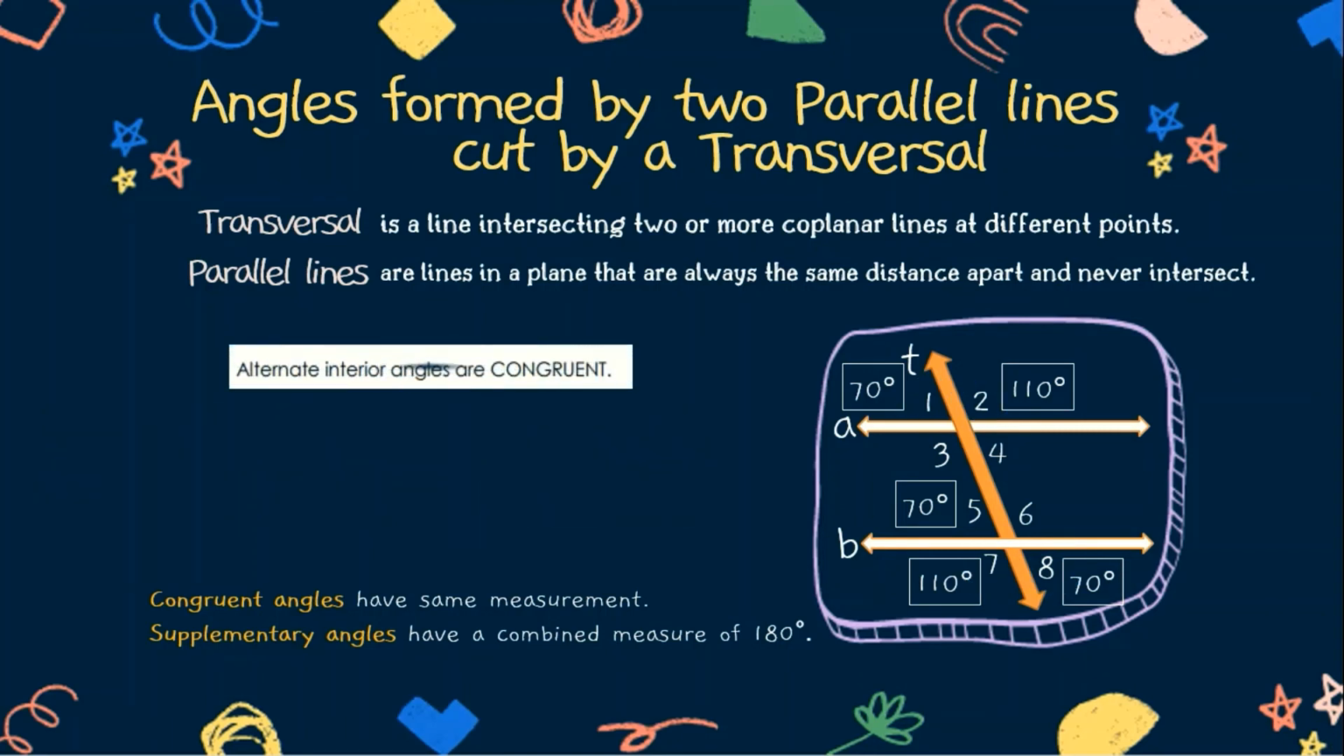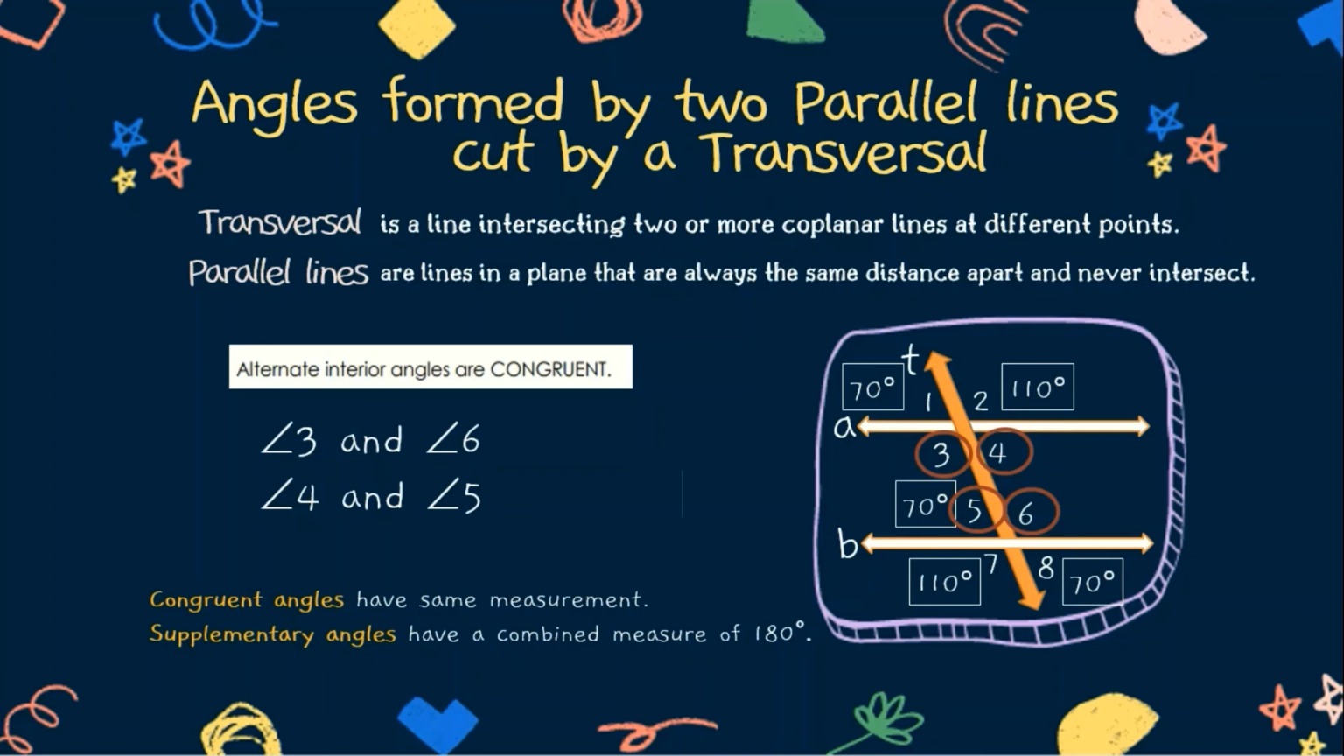Another statement, alternate interior angles are congruent. In this illustration, we have two pairs of alternate interior angles, angle 3 and angle 6. And then the other pair is angle 4 and angle 5. Ang sabi dito, alternate interior angles are congruent.